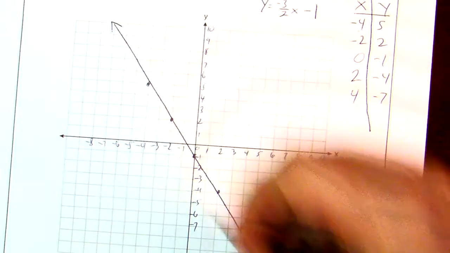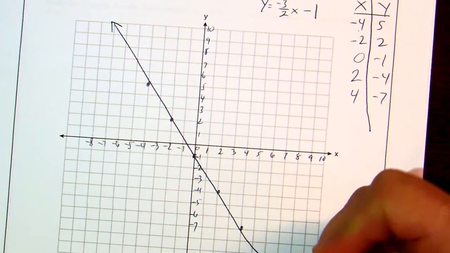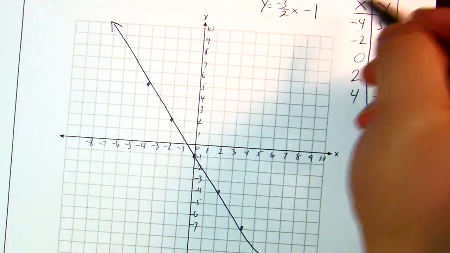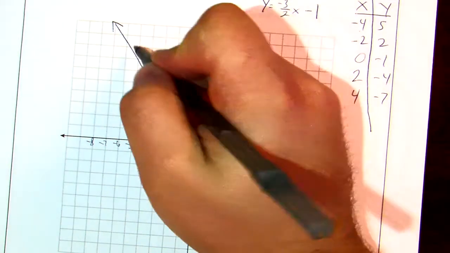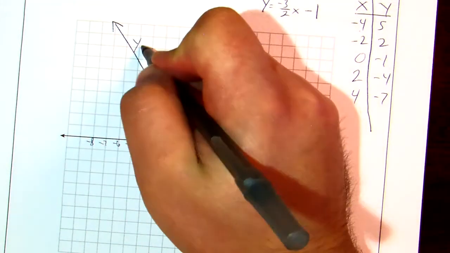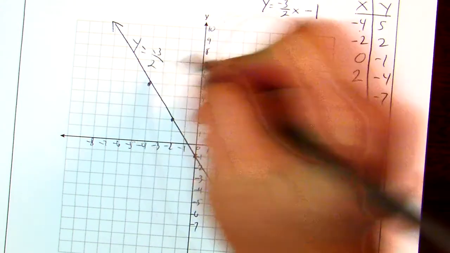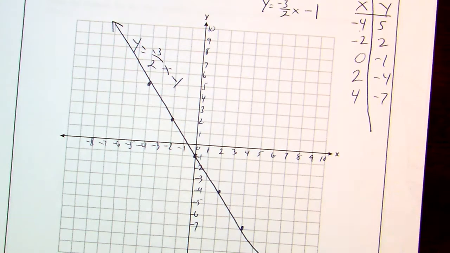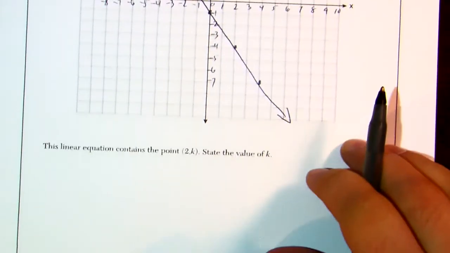Put arrows at the end. Make sure you get the arrows at the end, guys. Label it. You can label it with the original or with the new one. You can say y equals negative 3 over 2 x minus 1. That's that line.